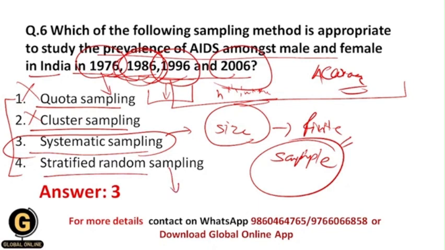But actually this is useful, but it is not the preferred sampling technique, because the systematic sampling technique will be more preferred than stratified random sampling. So this again gets eliminated. That's why your correct answer should be 3, which is systematic sampling, okay.